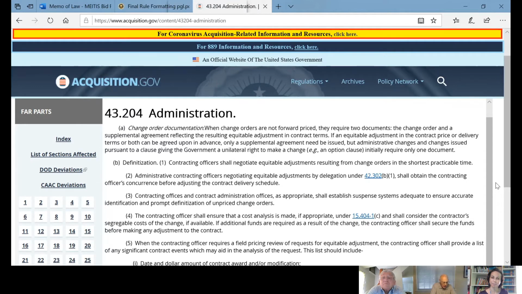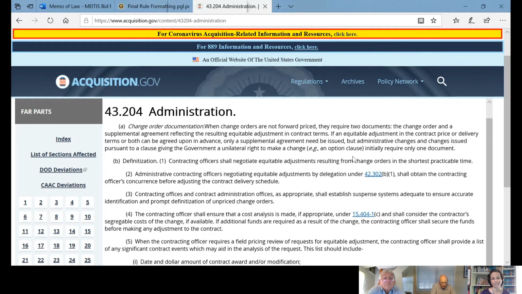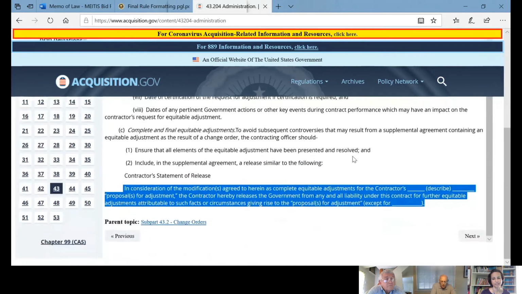And the FAR actually has some language in FAR Part 42.204(c)(2) that's entitled Contractor Statement of Release. And it has a clause, and it's up there right now, that should be inserted, or something like that should be inserted into every contract modification you do. I know when I'm reviewing contracts, I always look for release language. I don't insist that it has to be what's in the FAR. This is not a FAR clause. This is in Part 42, not in Part 52.